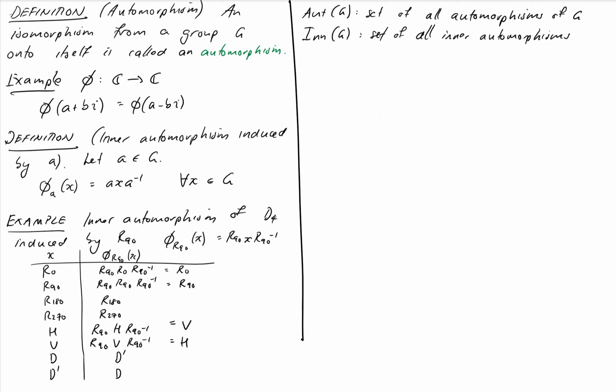So we can state that as a theorem, which again, I'm not going to prove. I'll leave it to you guys to prove. But our theorem is that Aut G, the set of all automorphisms, forms a group under function composition, as does the set of inner automorphisms. Groups under function composition.